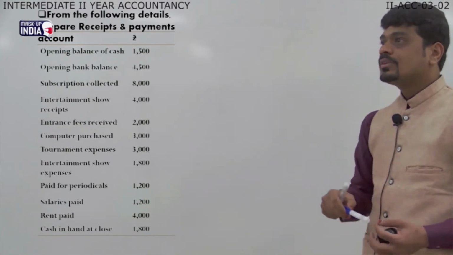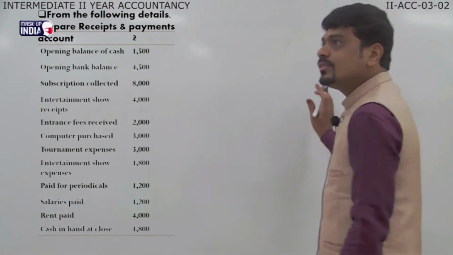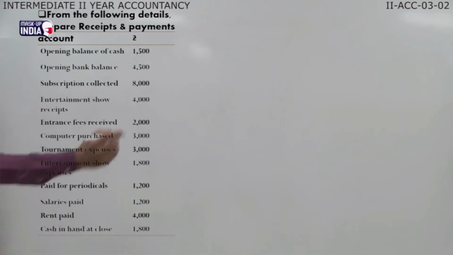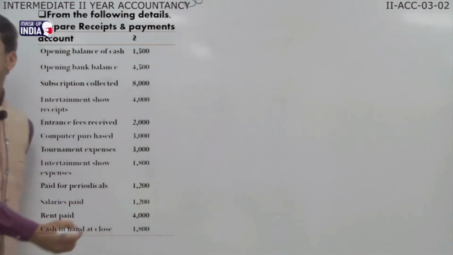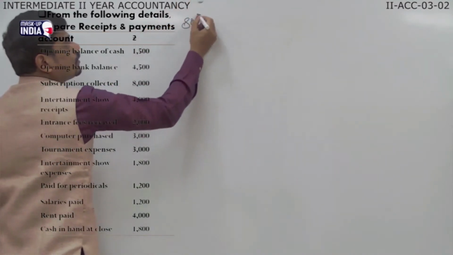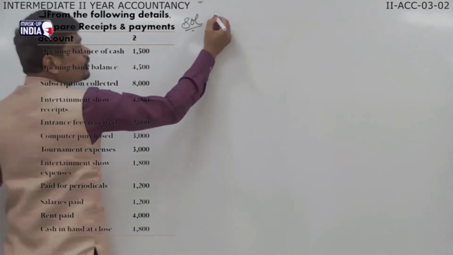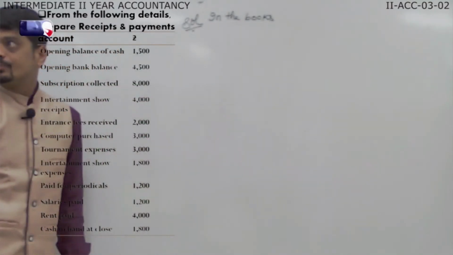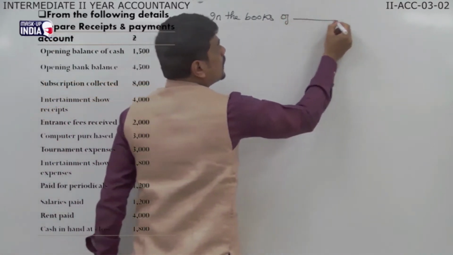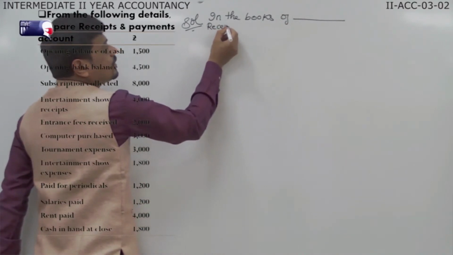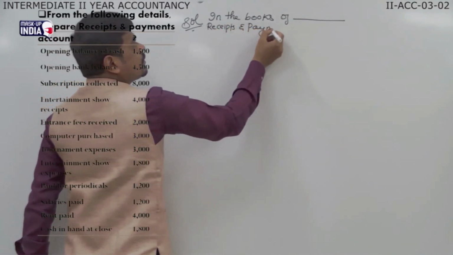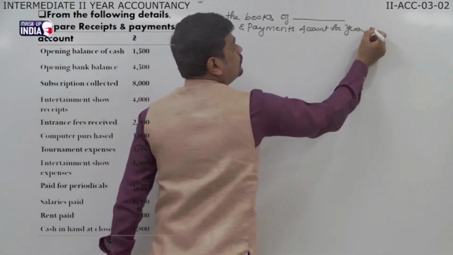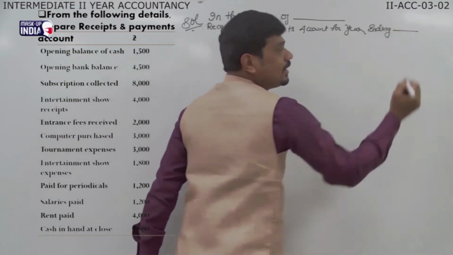How the solution should go, that we are going to learn. See on the blackboard how we are going to prepare the solution for this particular question. Here you are going to write Solution. The first important thing is you are supposed to write the heading, which students generally make the mistake of not writing. So, in the books of, the name is not given, so just leave it. Second line, write receipts and payments account for the year. They have not mentioned the year, so we can write year ending dash.